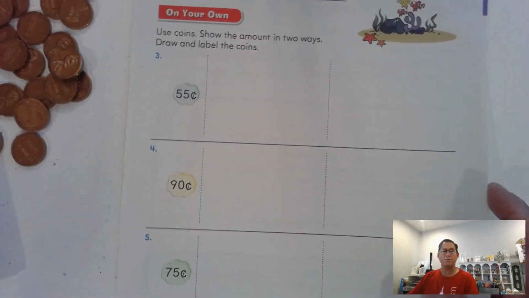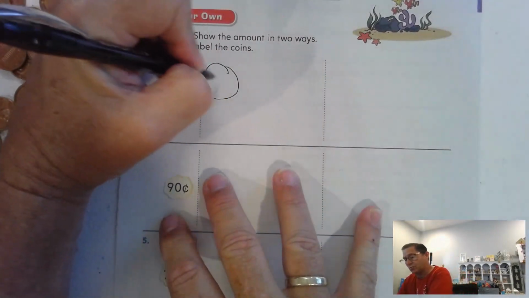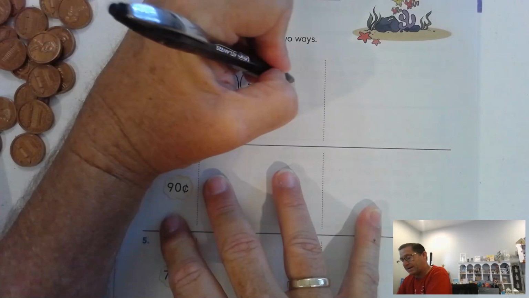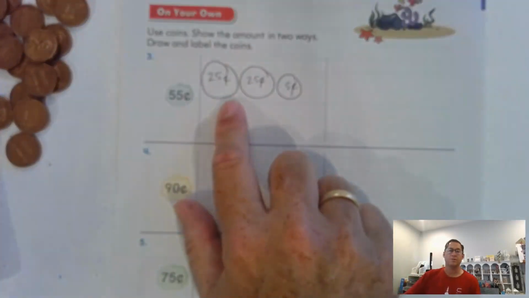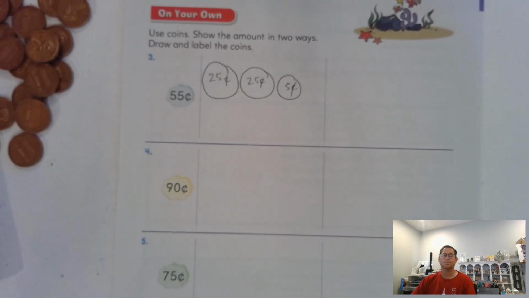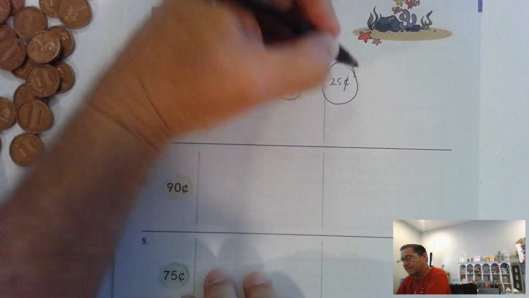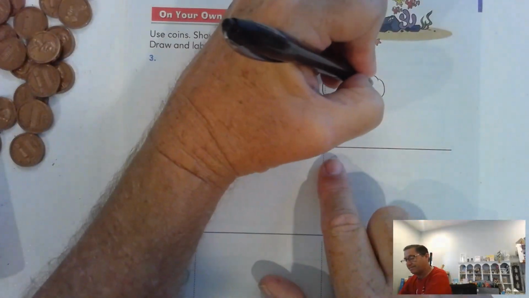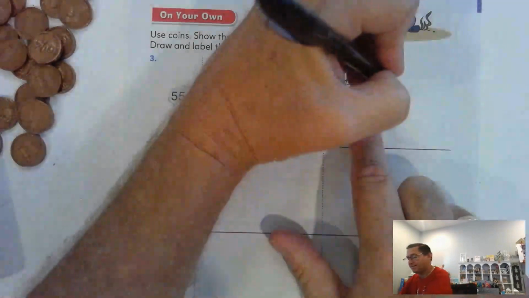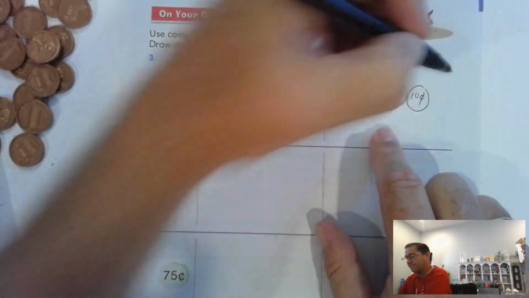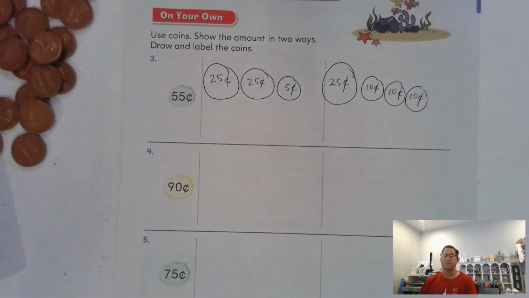All right, page 359. 55 cents. Well, the quickest way to get to 55 cents is 2 quarters and a nickel. Okay, 25, 50, 55. All right, let's start with a quarter, and let's count forward by tens. 25, 35, 45, 55. Okay, so that's 2 ways right there.